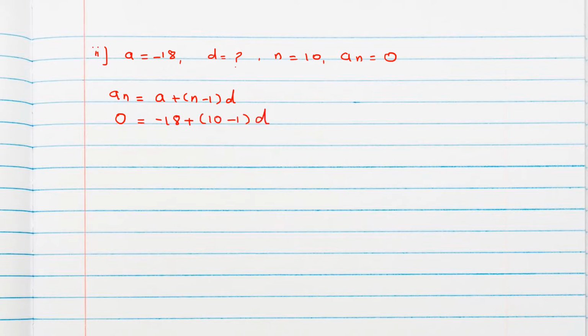A is given minus 18, d is not given, n is 10 and a_n is 0. So we'll write the formula of nth term of an AP, that is a_n is equal to a plus (n minus 1)d. a_n is given 0, a is minus 18, n is 10, 10 minus 1, d is not given, so we'll write d as it is: 0 equals minus 18 plus 9d. So 9d we can write as 18, this 18 we can shift here. So d will be 18 by 9, which gives 2.